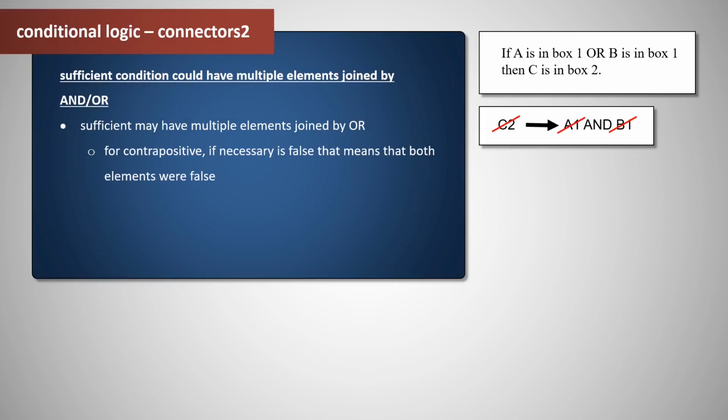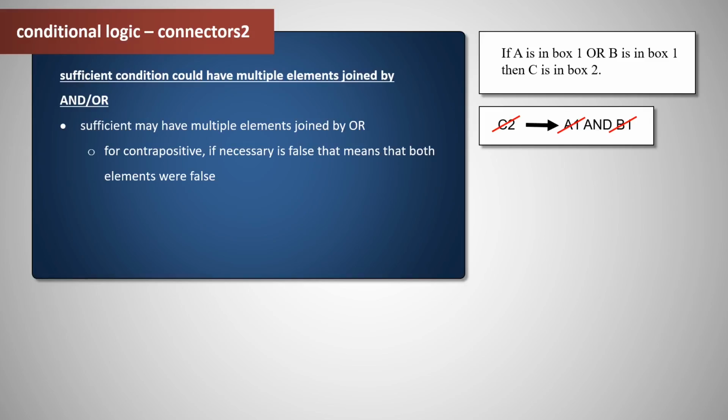So, the sufficient condition may have multiple elements over here joined by or. For the contrapositive, if the necessary is false, that means that both elements were false. So intuitively, this is because if one or the other is in 1, then C is in 2. Well, if you know that C is not in 2, you didn't have a situation where one or the other was in 1. And this is kind of what we were getting at with what or means, how to translate the whole thing where you're switching the or into the and. It's basically saying since you don't have one or the other, that means you don't have at least one. That means that neither of them were there.